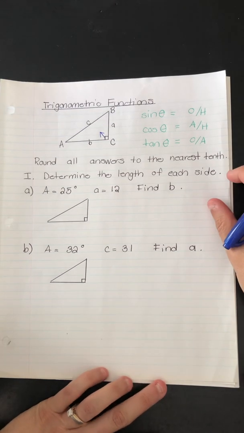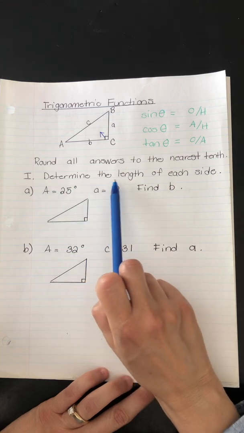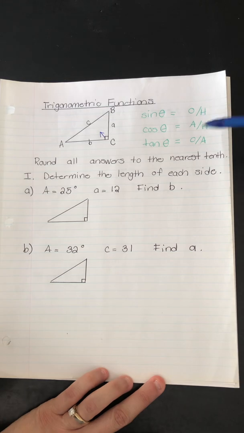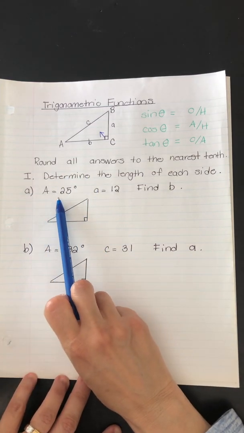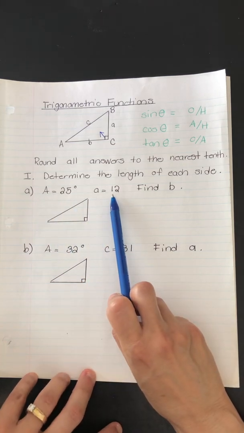Okay, so let's get started. In the first examples we will be determining the length of the side indicated. We're going to be rounding our answers to the nearest tenth. Let's begin with this example. We have 25 degrees for angle A, and side length A is 12.